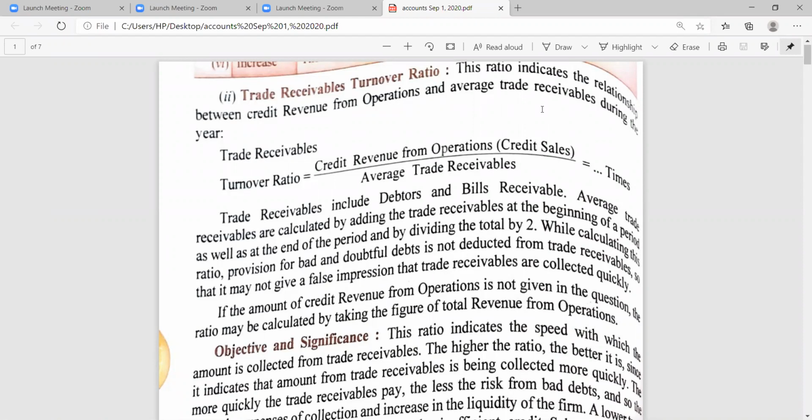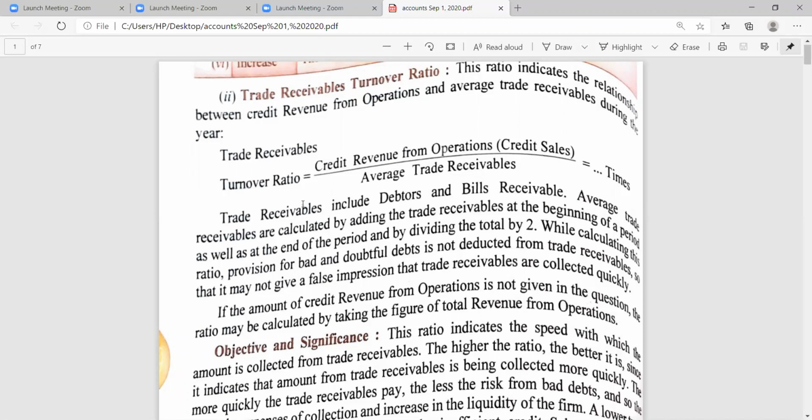What we did yesterday? Yesterday we did the stock turnover ratio, or we can say inventory turnover ratio. In that we learned the relationship between the cost of revenue from operation and average inventory. And today we will learn about the trade receivable turnover ratio.